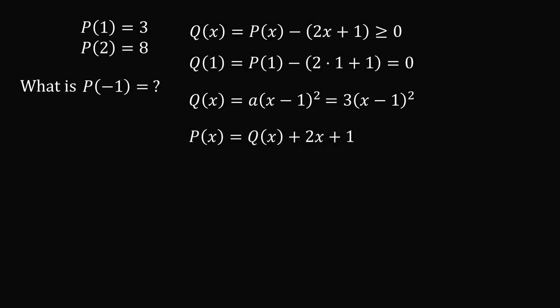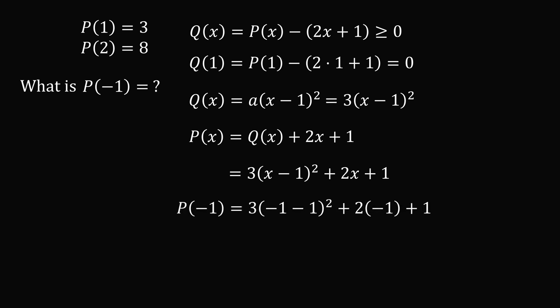Then p of x is equal to q of x plus 2x plus 1. We substitute for q of x, and then we just need to evaluate at x is equal to negative 1. So p of negative 1 is equal to 3 multiplied by the square of negative 1 minus 1 plus 2 times negative 1 plus 1. And this all simplifies so that p of negative 1 is equal to 11.